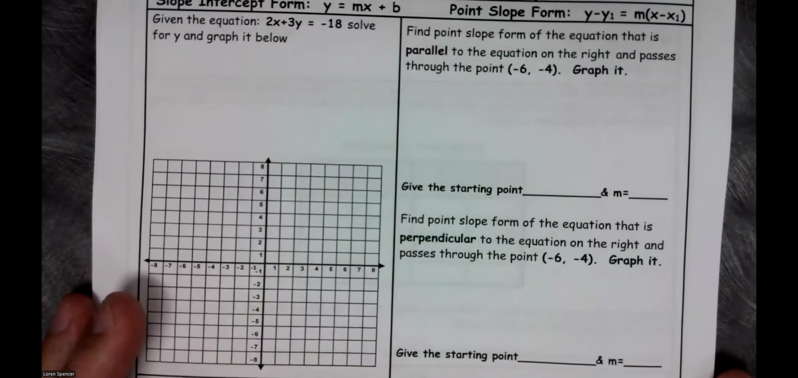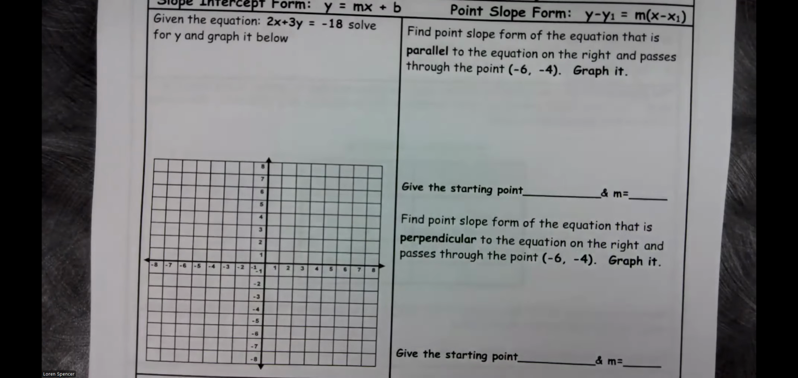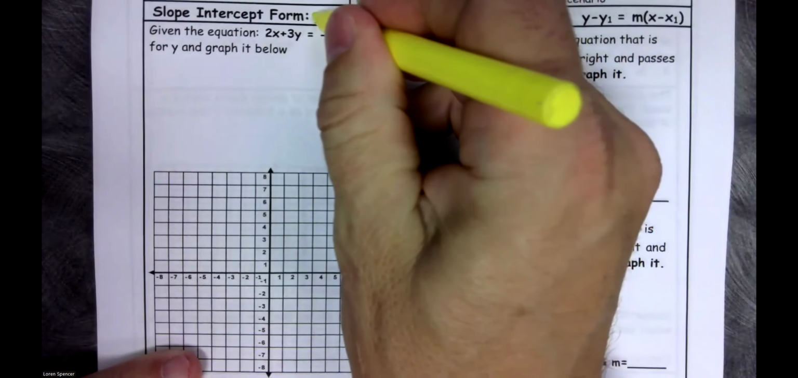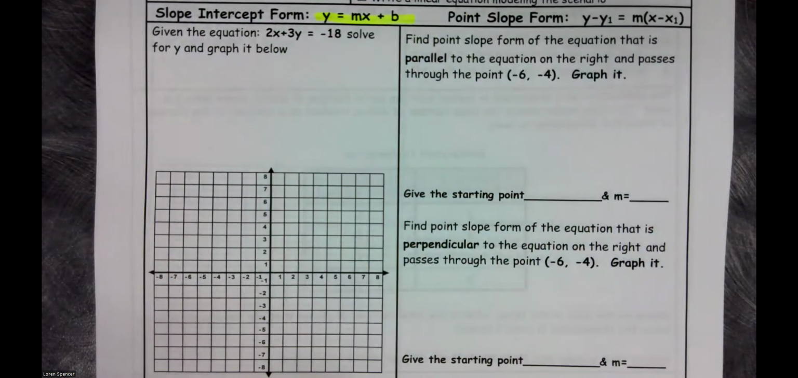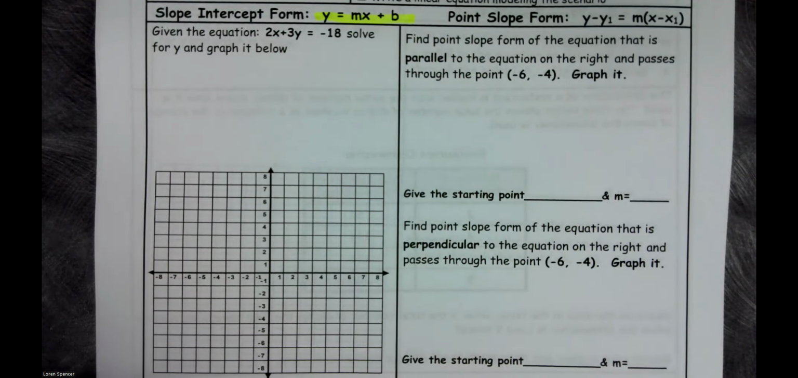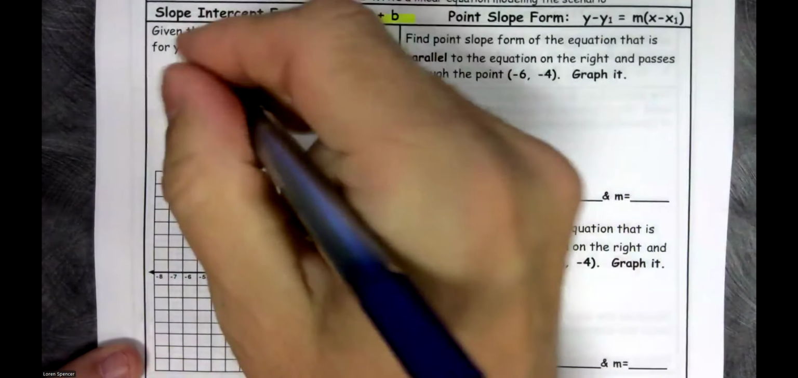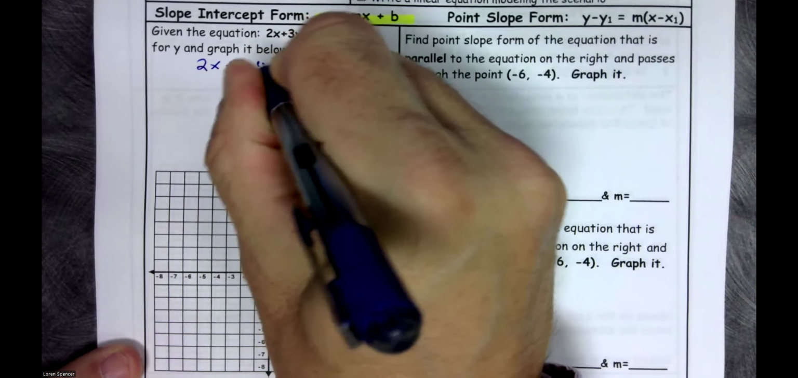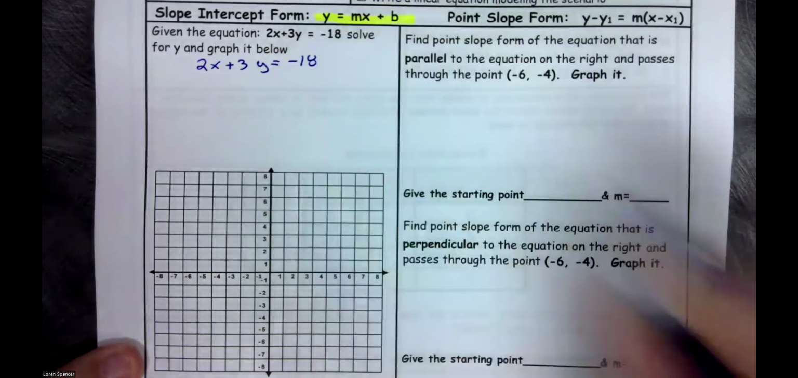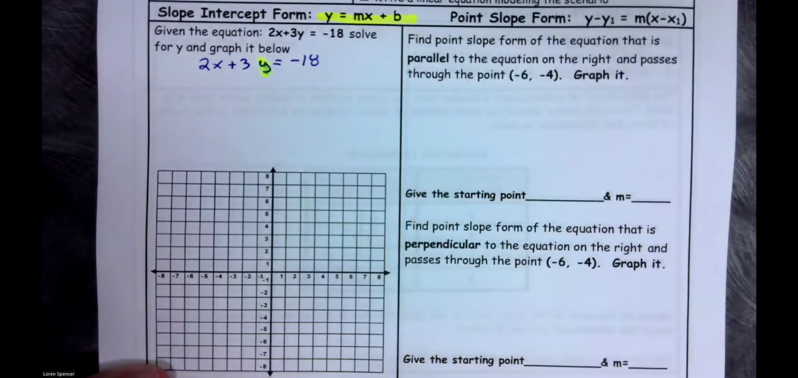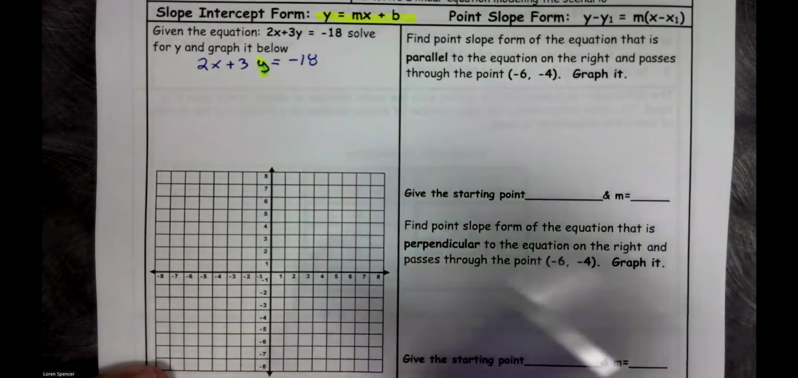All right. So it says, given the equation 2x plus 3y equals negative 18, solve for y and graph it below. If we're solving for y, that means it's going to look like y equals mx plus b, where m is our slope and b is our y-intercept. So I'm going to rewrite that equation so I have some room to work. So we have 2x plus 3y equals negative 18. The goal is to get this y by itself. I start by moving things across to the other side of the equal sign.